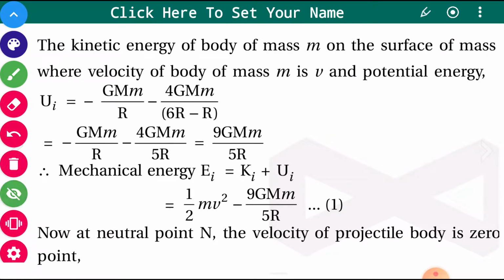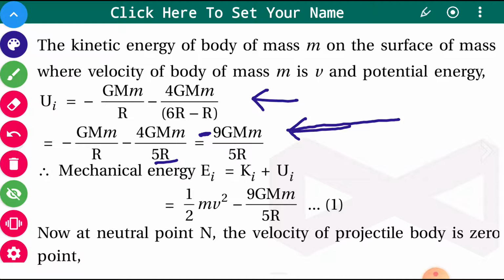You can easily simplify it. Minus GMm upon r minus 4GMm upon 5r. You simplify it and initially you will have this value, and that value will be minus 9GMm upon 5r. You take 5r as LCM, and you will get this value negative. There must be a negative sign here, minus 9GMm upon 5r.